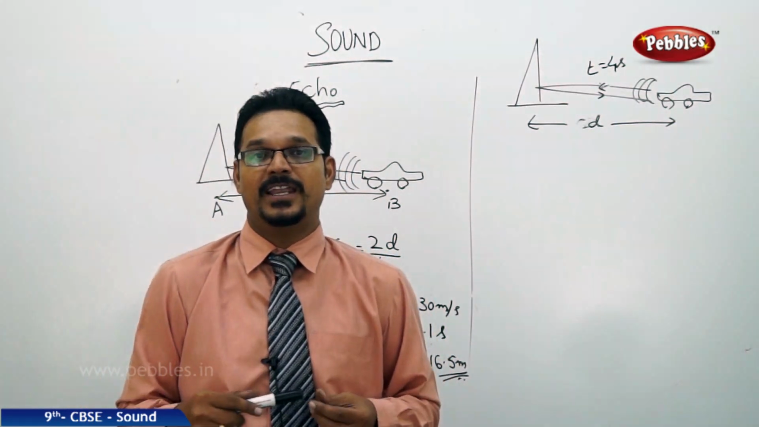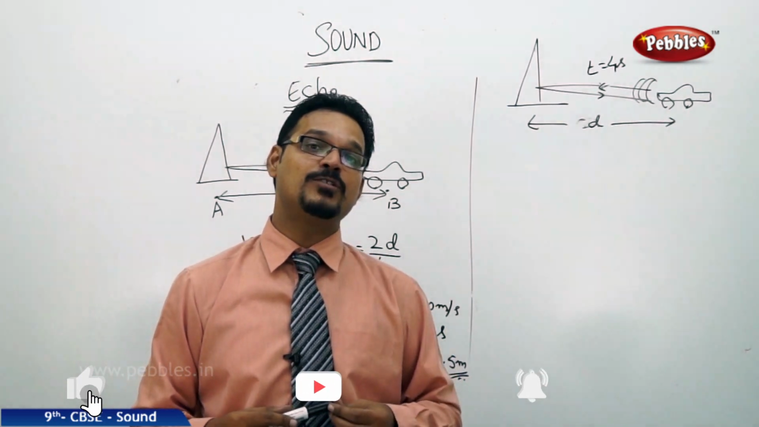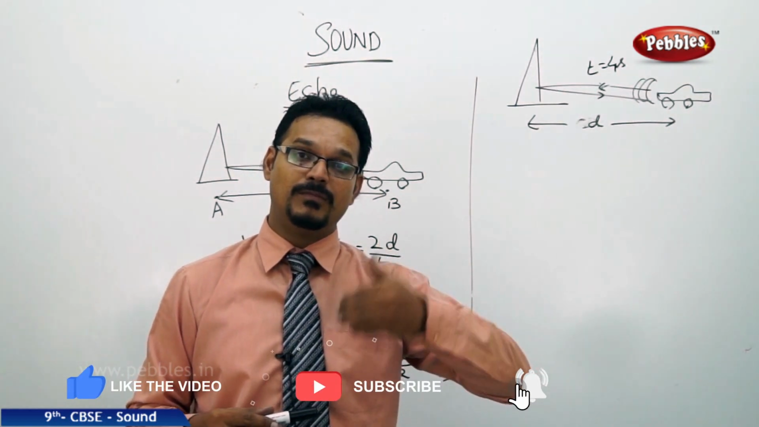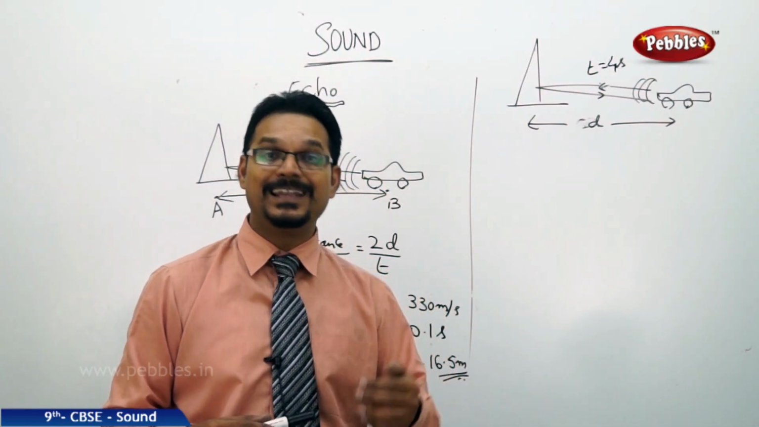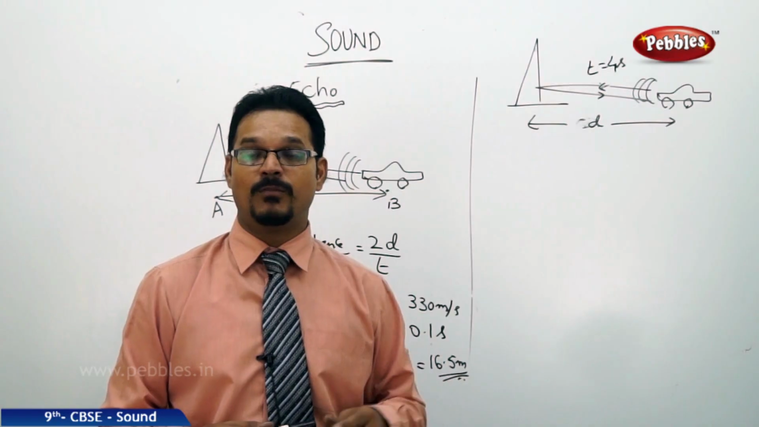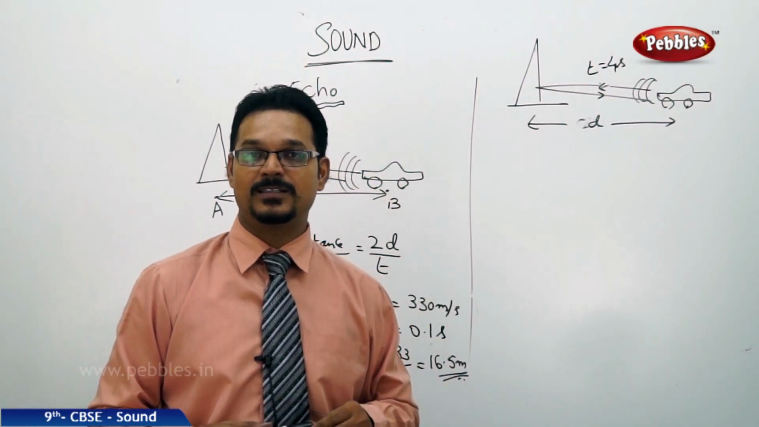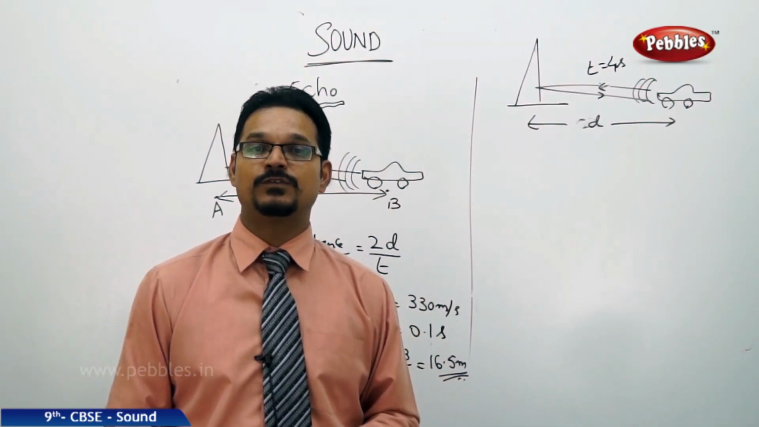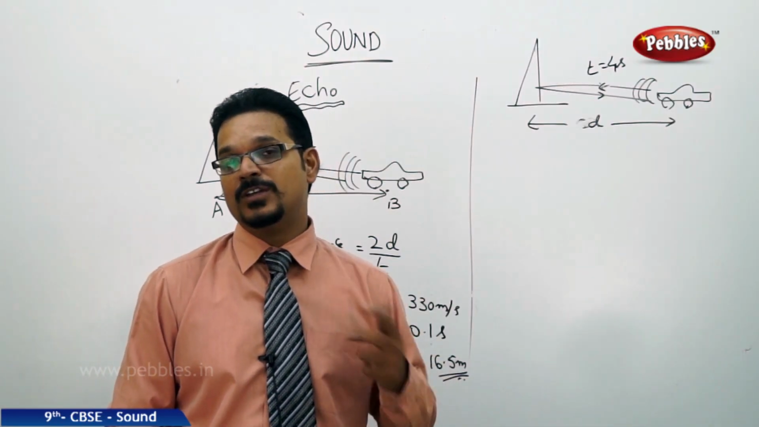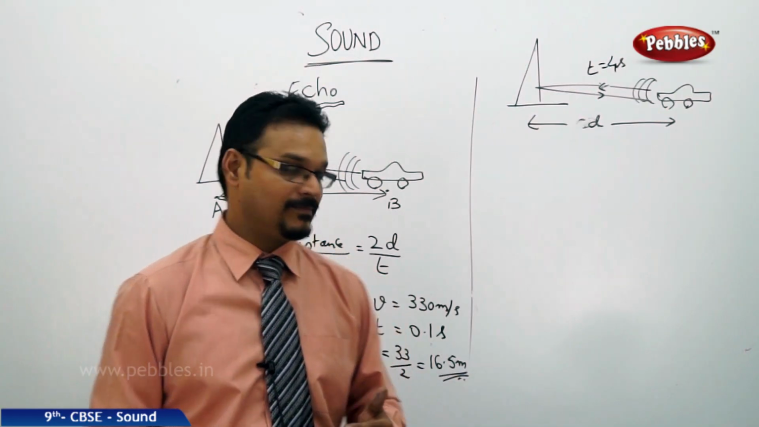That's why here I'm standing, talking to you, but I'm unable to produce an echo, because the distance between me and the wall is less than 16.5. But in open areas and in auditoriums, the distance is very big. That's why when you shout or scream, you can hear the sound again and again.